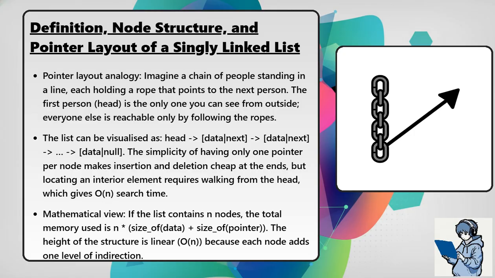Mathematical view: if the list contains n nodes, the total memory used is n times (size of data plus size of pointer). The height of the structure is linear, O(n), because each node adds one level of indirection.